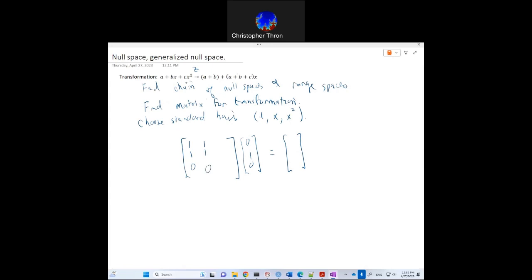Now, let me just do this one by hand. Suppose I put in 0, 0, 1. If I put that in, then A equals 0, B equals 0, C equals 1. I get a 0 here, I get a 1 here, 0, 1, 0. So here's my matrix, which I'll call capital A, or capital Z.